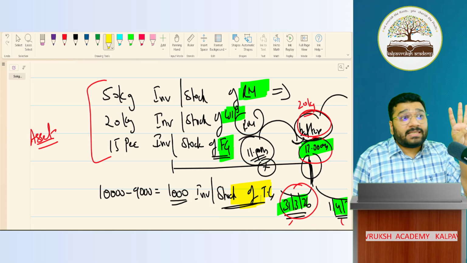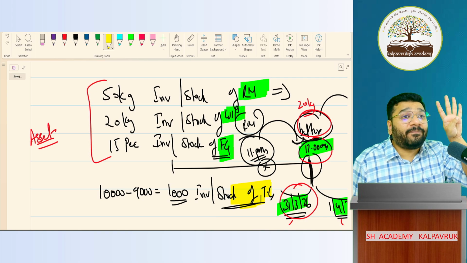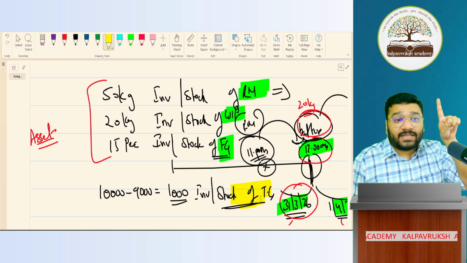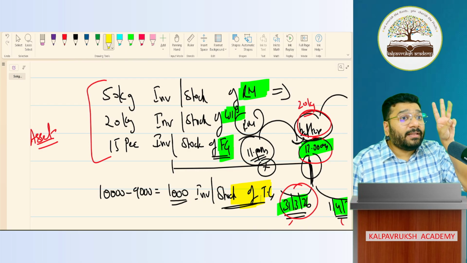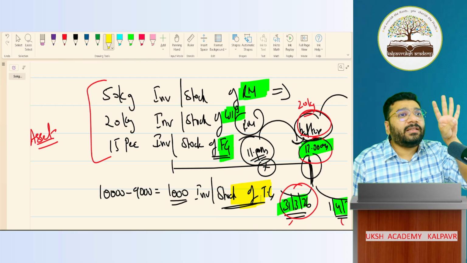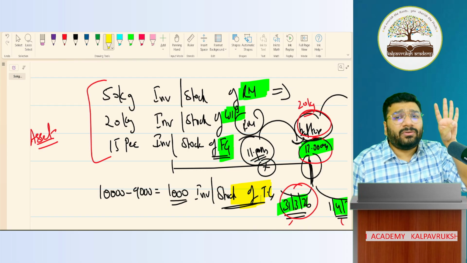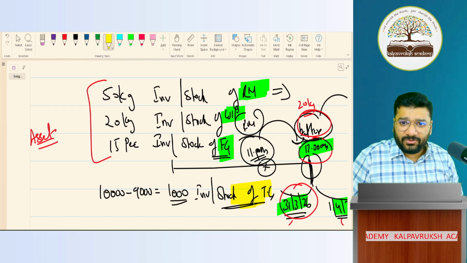So in your business, what is the maximum number of types of stock you can have? 4. First is inventory of raw material. Second, inventory of WIP. Third, inventory of finished goods. Fourth, inventory of traded goods. These are the 4 things. Got it, not got it? Tell me. Feeling sleepy? No? Okay.